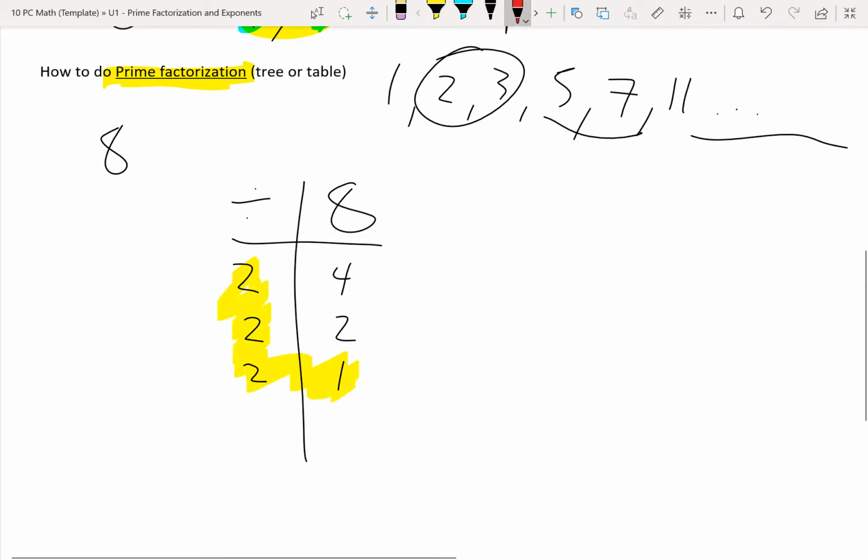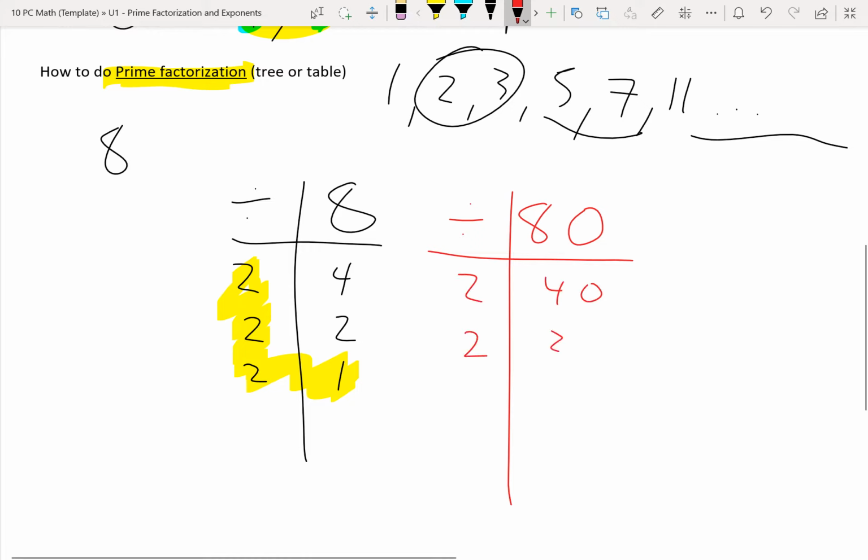Now, you could do this with a bigger number if you wanted, something like 80. Same idea. I'm going to divide by a prime factor, so let's do 2. This will leave me with 40. Divide by 2 again, 20. 2 again, 10. 2 again, 5. And then you can divide by 5 and you get 1. And there you go. That's all your prime factors. I'm including the 1, but you don't really have to. The important ones are these ones on the side.